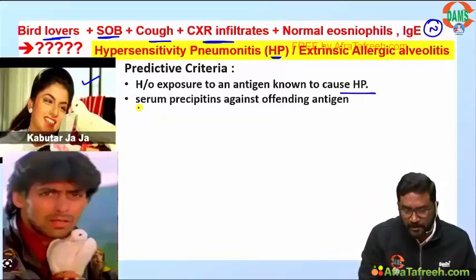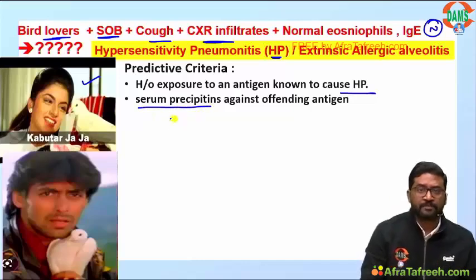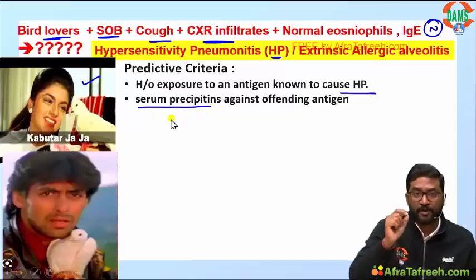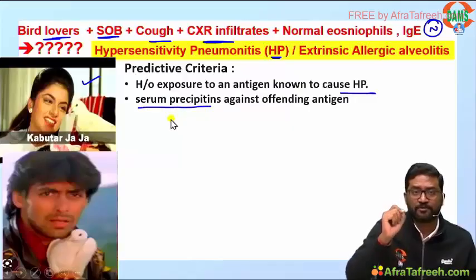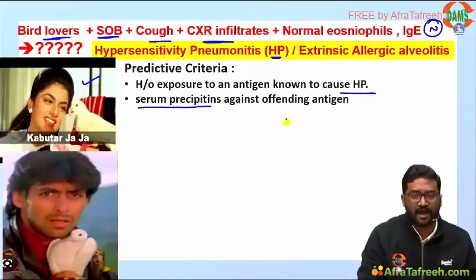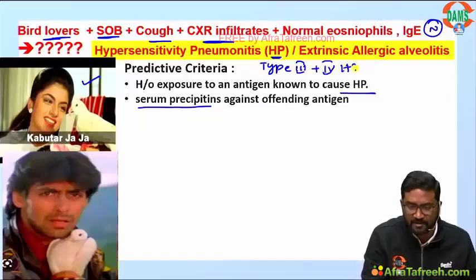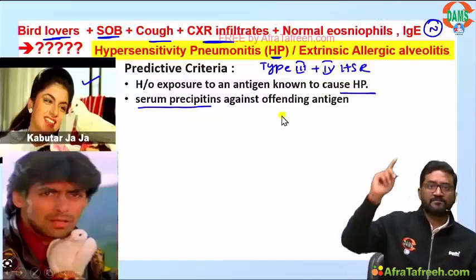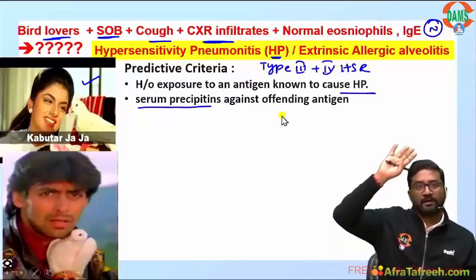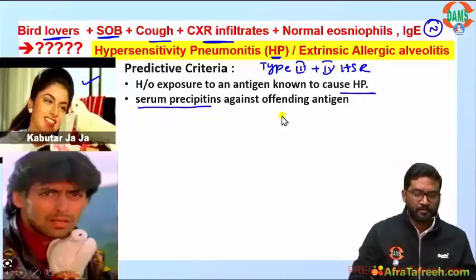Your body is not liking this antigen, so it produces antibodies. Precipitants means antibodies. So this is a type 3 plus type 4 hypersensitivity, whereas asthma is type 1. ABPA also has type 1 predominantly.